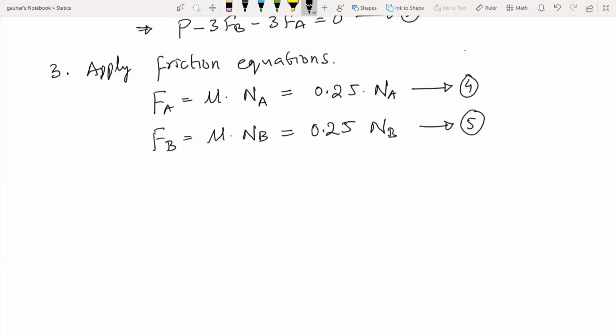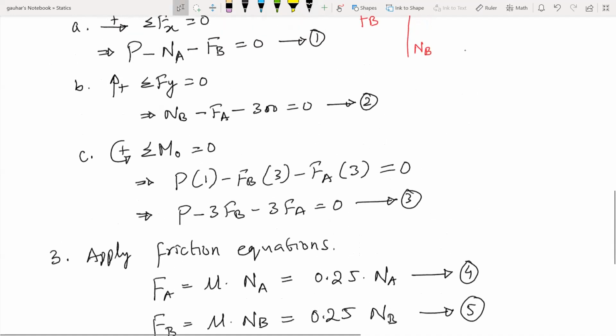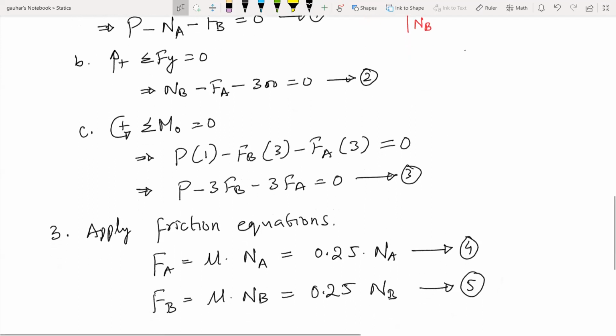Okay, so now we have these 5 equations, 1, 2, 3, 4, and 5. So we can use any method to solve these 5 equations for these 5 unknowns, right? Because we had these 5 unknowns in our free body diagram, and we applied equations of equilibrium and equations of friction, and we came up with these 5 equations, right? So now we can solve these equations by any method, whichever you like, for these 5 unknowns, right?